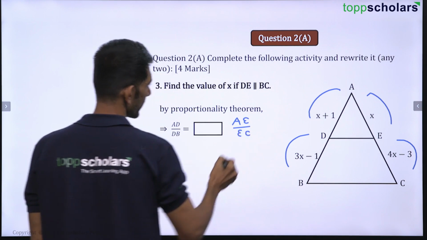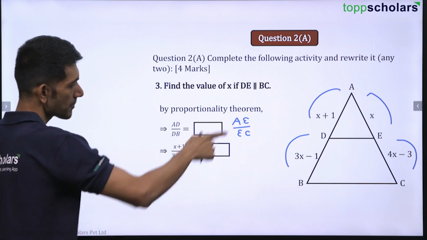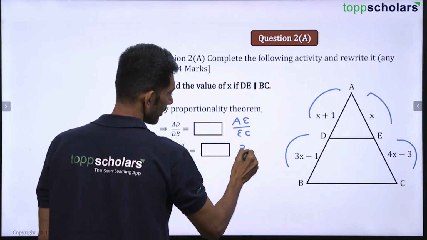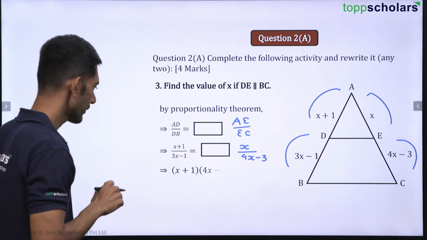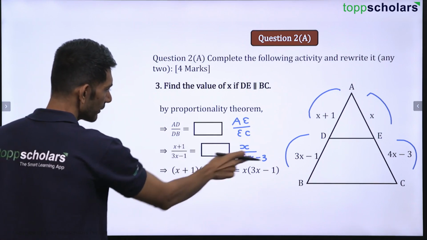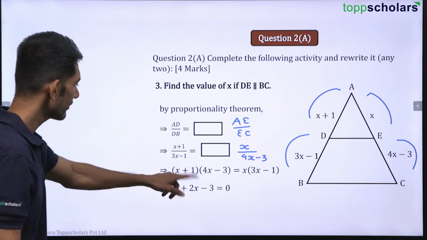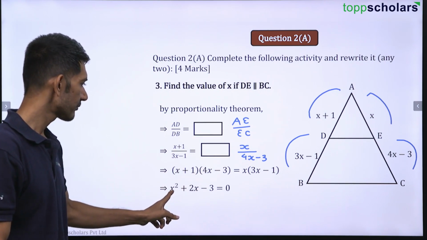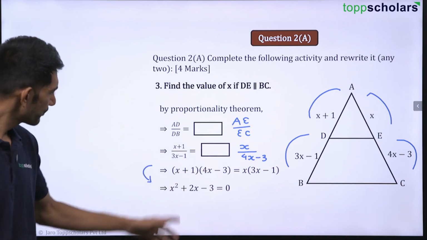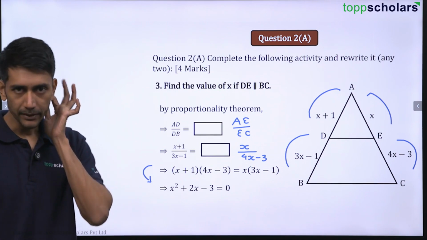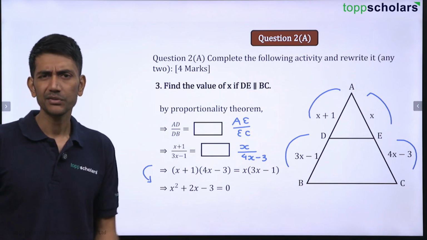So can I say x plus 1 by 3x minus 1 is equal to, this will become x by 4x minus 3, correct? So now you cross multiply, 4x minus 3 into x plus 1 is equal to 3x minus 1 into x. So can we say this becomes x into 4x is 4x square and so on. See, they have already solved it. Basically they have skipped some steps. The distributive property they have already skipped it, and directly they have come to a quadratic equation. That's okay. We are directly having a quadratic equation here, we can solve that.